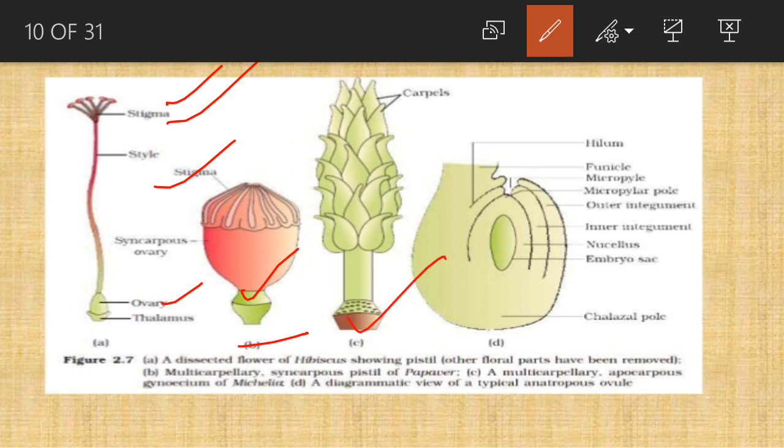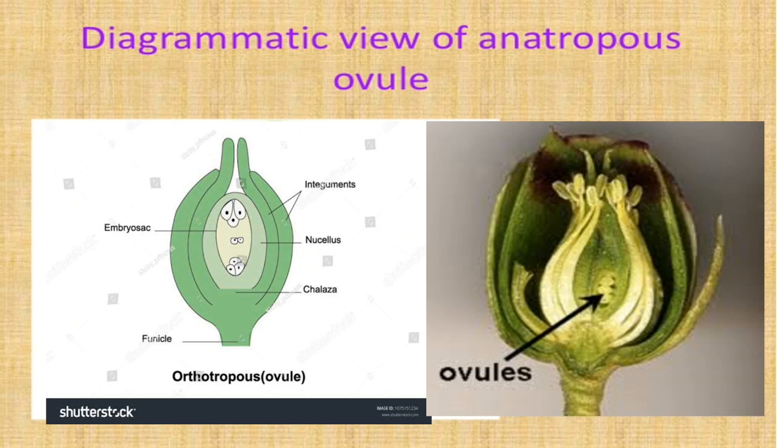This is apocarpous. In this case, two or more carpels in the gynoecium are free from each other, for example in Michelia or buttercup. Now this is the structure of an ovule, which we will study in detail. So the next diagram is of the ovule.